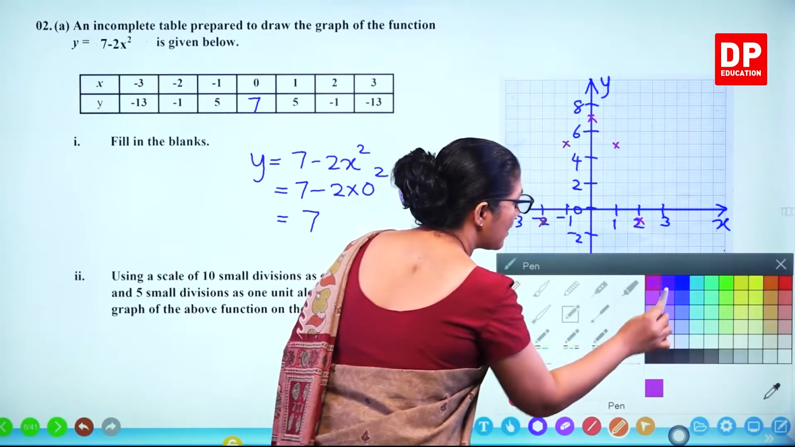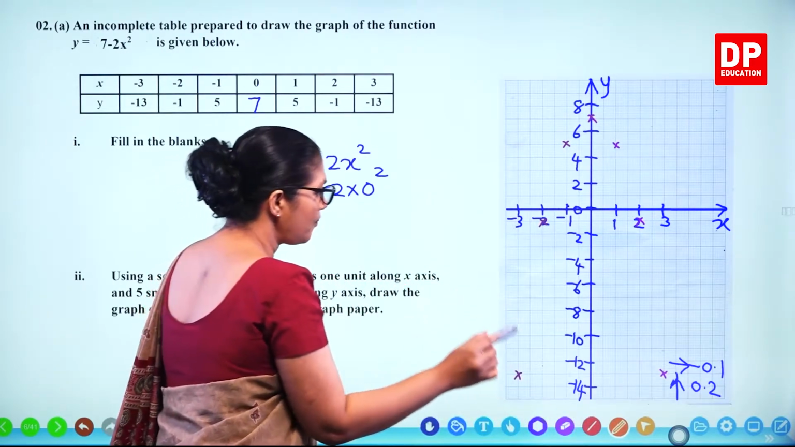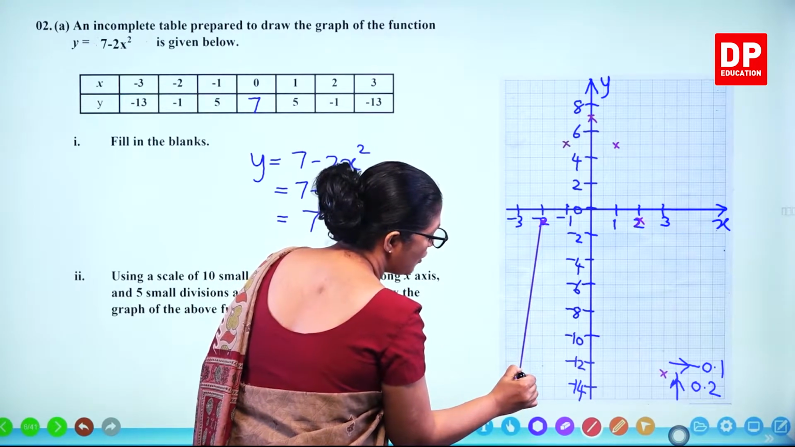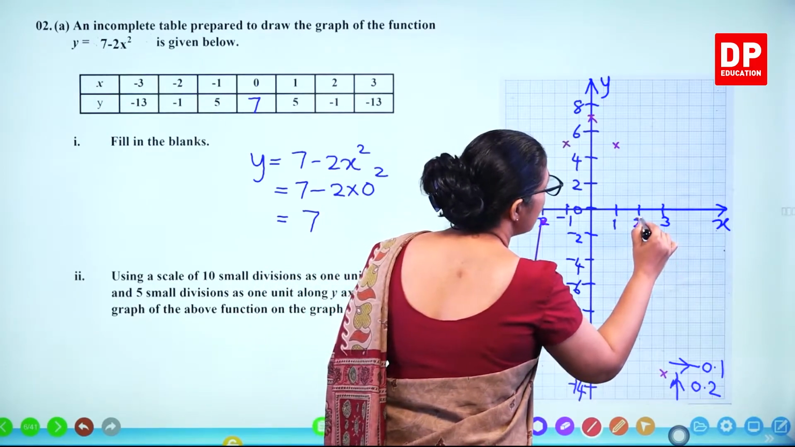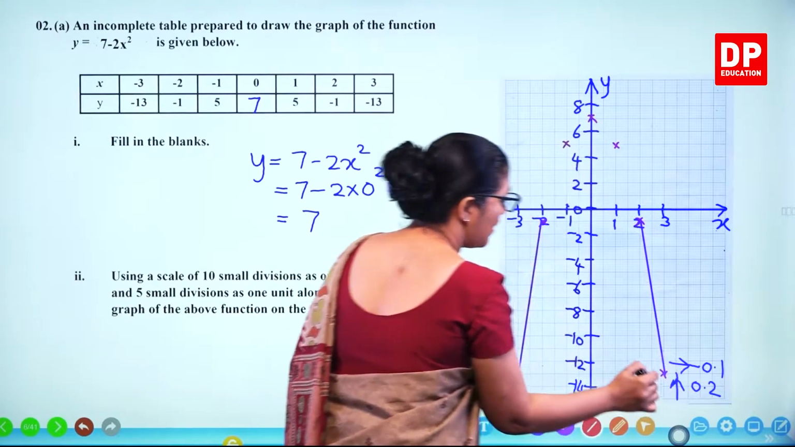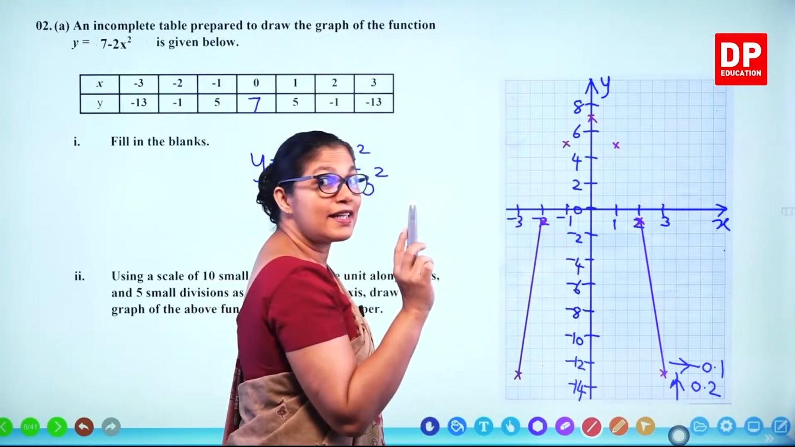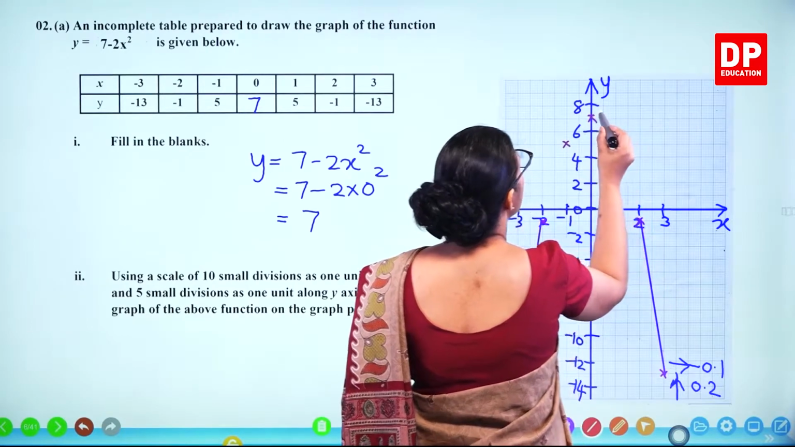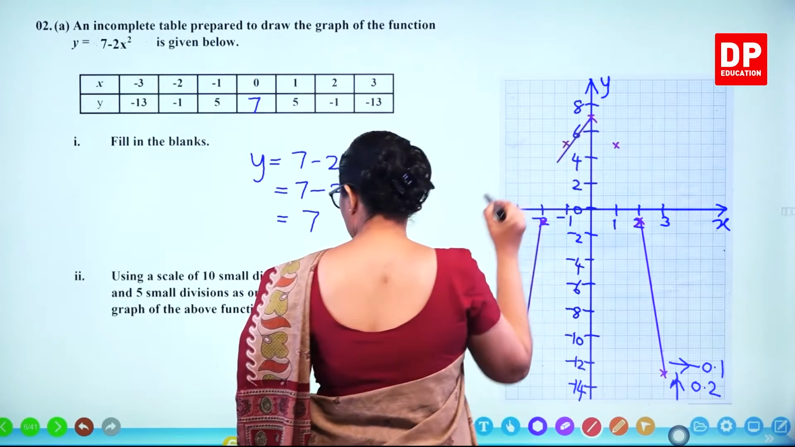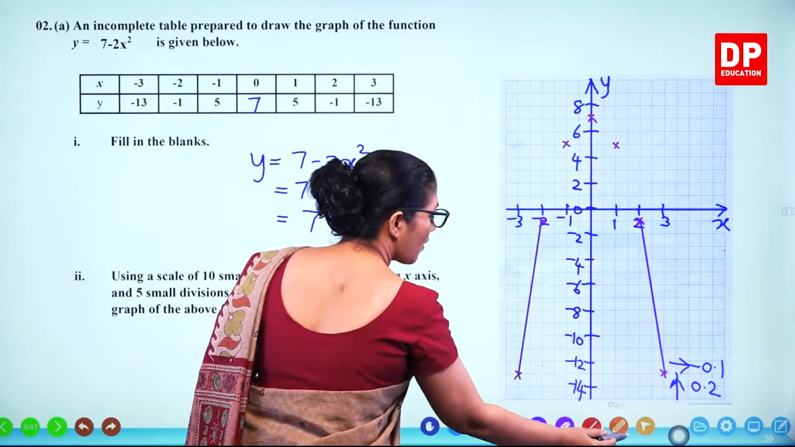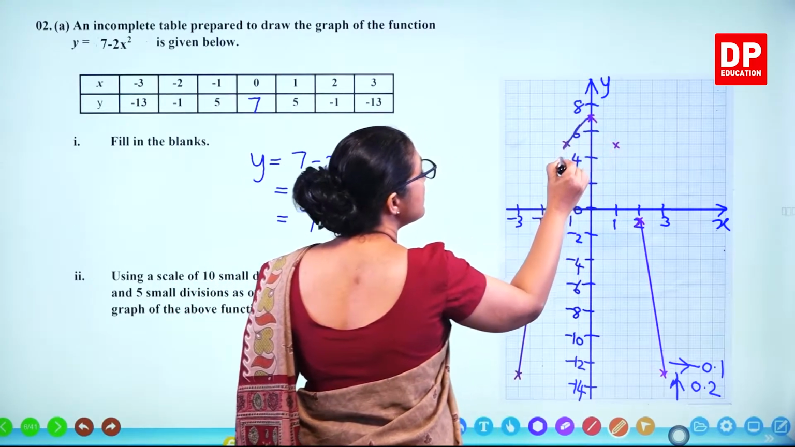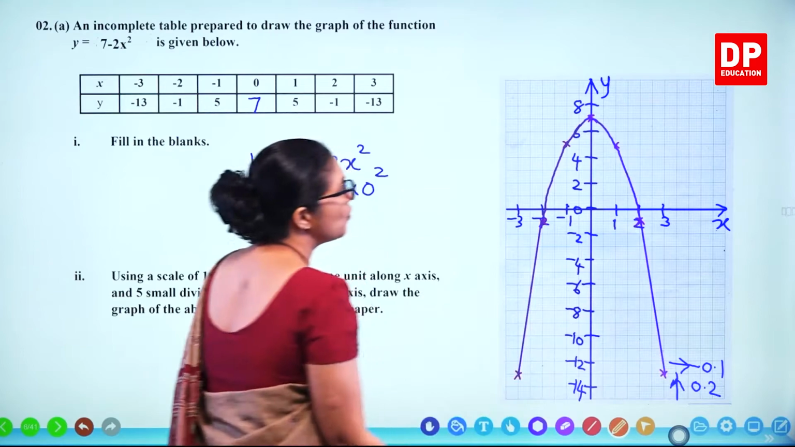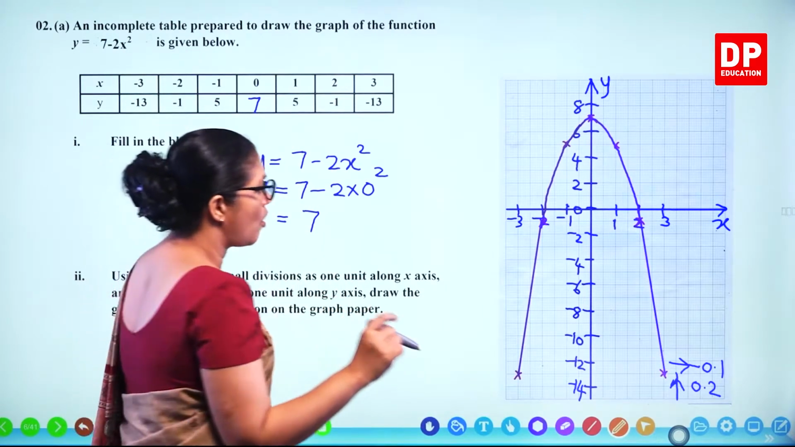Now we can connect the points smoothly. What's my advice? Only the corner ones you can use the ruler to mark it. But only the corner ones, and you have to smoothly connect the other points. So we'll connect this one smoothly. From here it's easy. From here we can easily mark the other points. Smoothly connect it. So that's the quadratic graph.